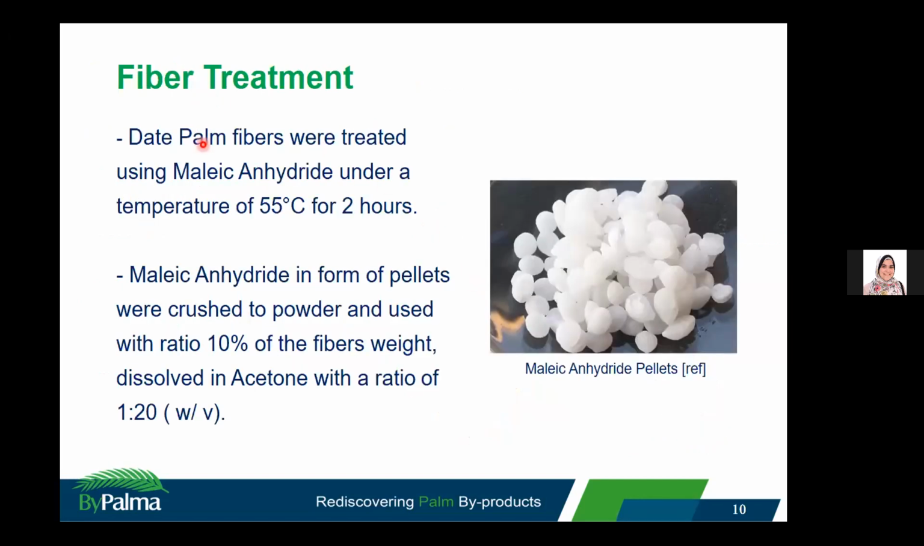For the fiber treatment, date palm fibers were treated using Maleic Anhydride coupling agent at a temperature of 55 degrees Celsius for a duration of 2 hours. The Maleic Anhydride was in the form of pellets. Those pellets were crushed into powder and used at a ratio of 10% of the fiber's weight, dissolved in acetone at a ratio of 1:20 weight to volume.